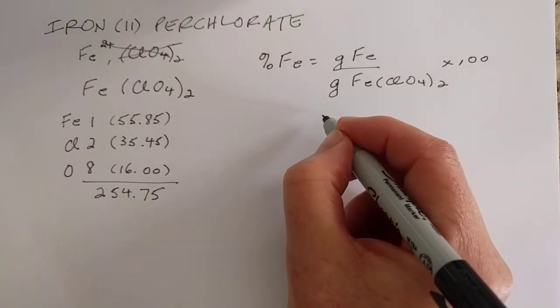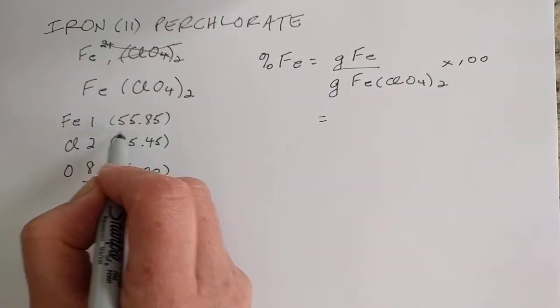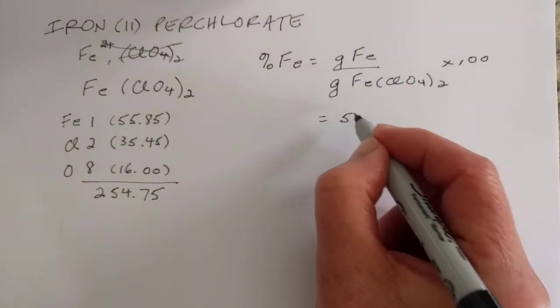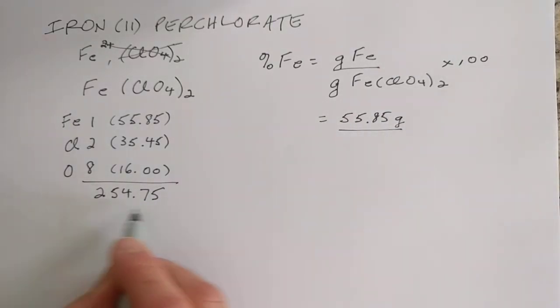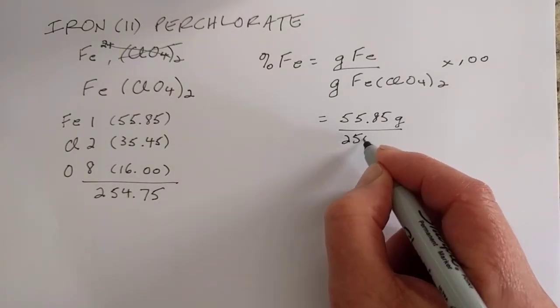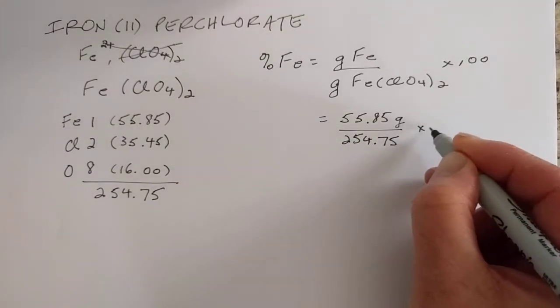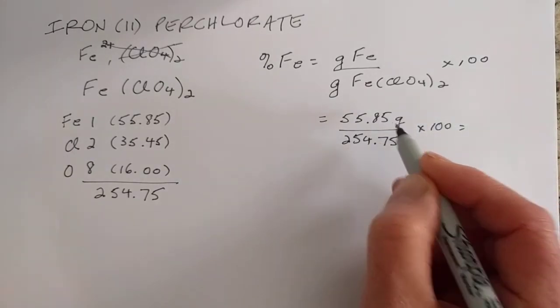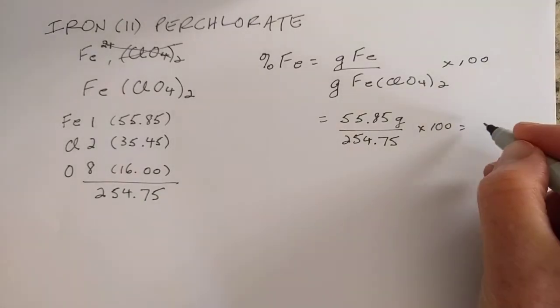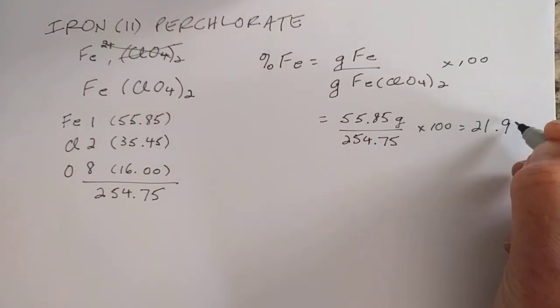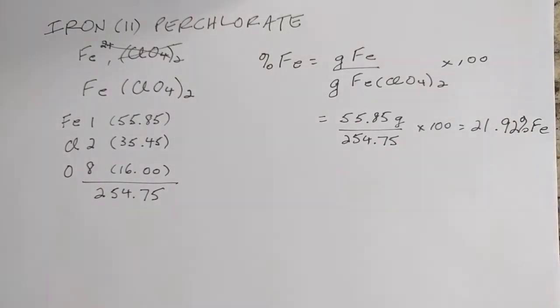How annoying. Okay, anyway, so our percent of iron, the grams of iron, 55.85. The total grams is the total mass of our compound. Then times 100. All right, and we'll go with 4 sig figs for this. So on our calculators, 55.85 divided by 254.75 times 100 equals. So we have 21.92% iron.